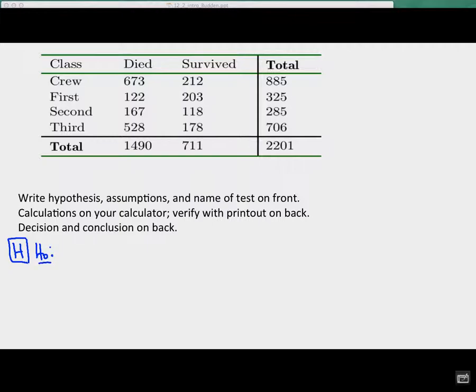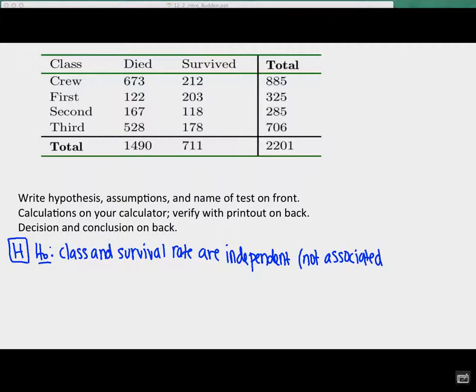Okay, so we're going to jump right to our null and our alternative. We're looking at class and survival. So our null is that class and survival rate are independent. Instead of independent, some people say not associated. So you could see both.